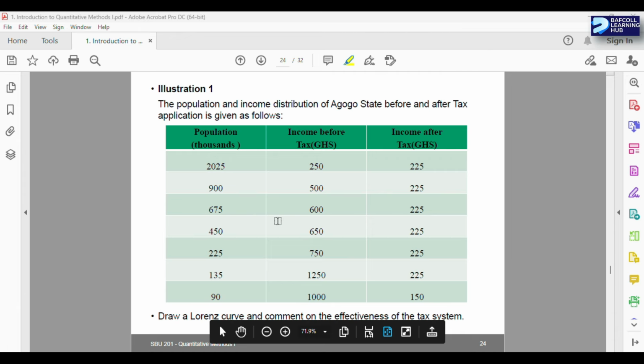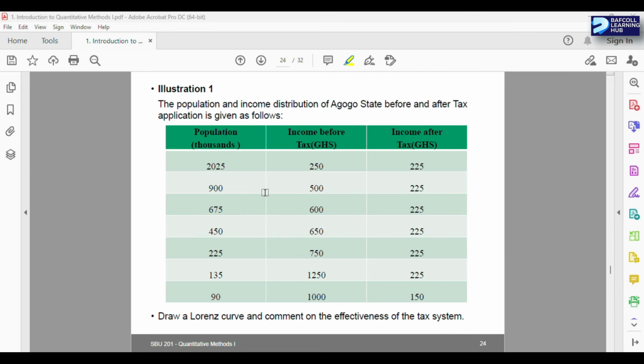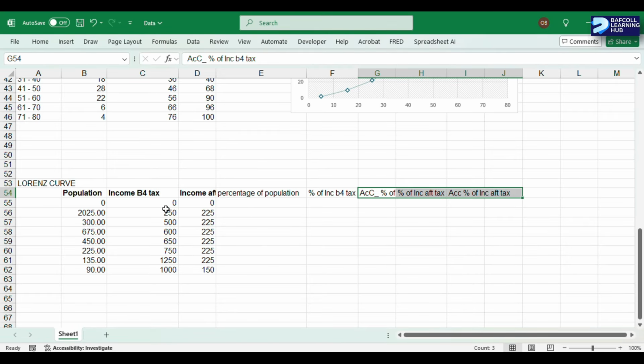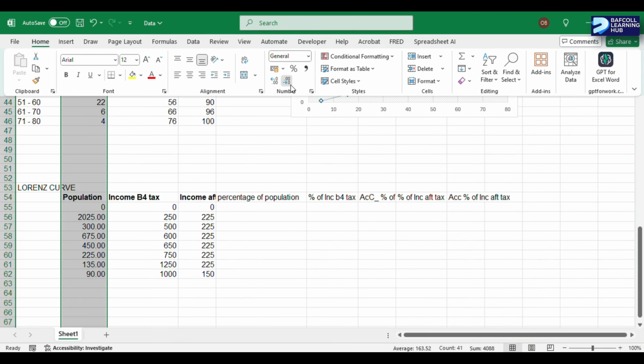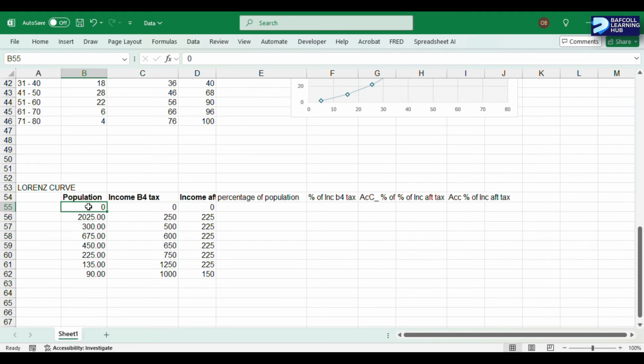So over here you can see that we are looking at how effective the tax system is. So we'll go straight to the point and draw the Lorenz curve in Excel. We have our data here for drawing the Lorenz curve. The population shouldn't be like this, so let me reduce the decimal points and clear them.